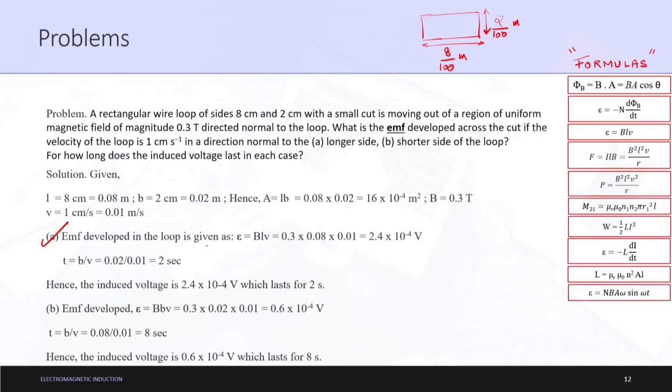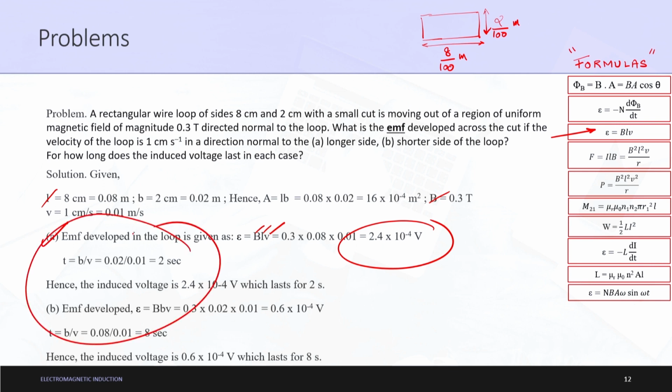EMF developed in the loop is given as epsilon is equal to BLV, the same formula written here for quick reference. B is already given to you here, length is already given to you because it is given that it is along the longer side. Therefore, L has to be used here and velocity is given to you. Calculating it mathematically gives you the value of voltage as 2.4 into 10 to the power minus 4 volts.